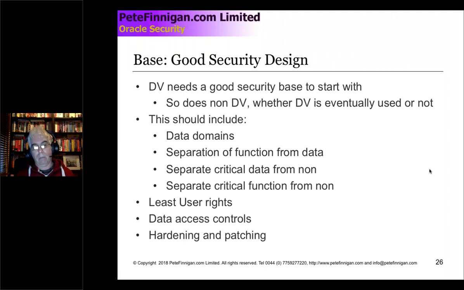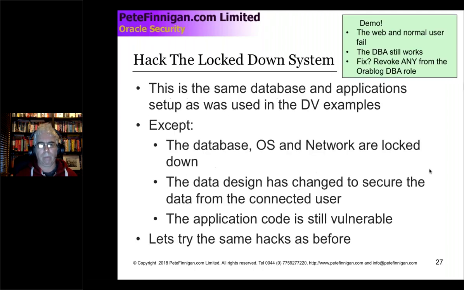So we need good basic security design to start with. Even without Database Vault, we should have good database security design. Even if we buy Database Vault, we still need good database security design. So we need to basically make sure that the database is locked down. We have separate data domains. We separate the functionality from the data. We even have critical functionality or data separated from non-critical. We have least rights, data access controls, hardening, patching. All of this is a lot of work, but we need to do these basic things first anyway, even if we implement Database Vault. We need to harden and lock down the database.